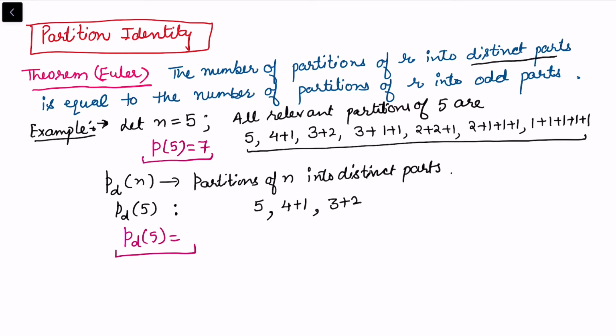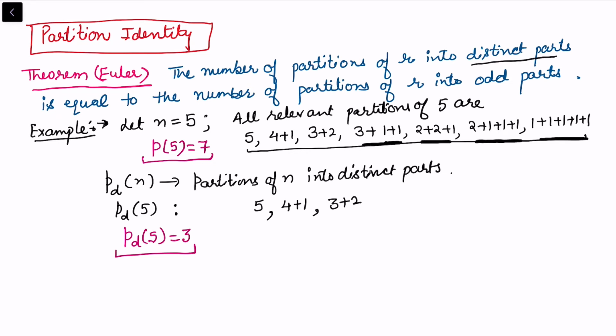No repetition. Now 3 plus 1, in this 1 is repeating. 2 plus 1, in this 2 is repeating. In the next partition, 2, 1 plus 1 plus 1, 1 is repeating. And here also 1 is repeating. So we see that the number of partitions of 5 into distinct parts is 3.